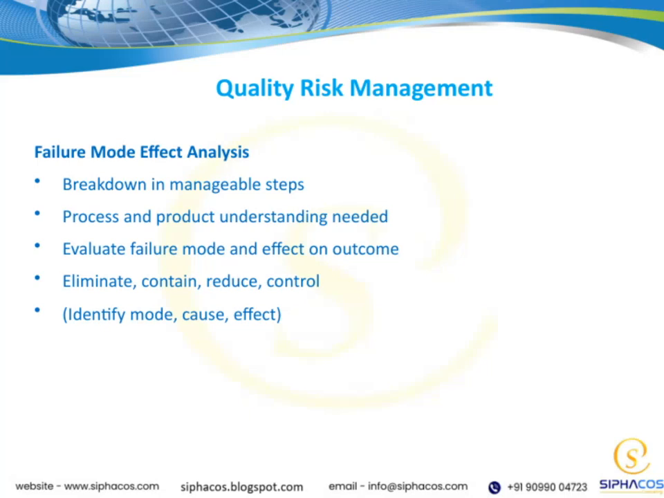Let's talk about failure mode effect analysis, or FMEA. The idea here is to break down complex processes into manageable steps. This helps us understand both the process and the product more clearly. Once we have that understanding, we evaluate how different failure modes could impact the overall outcome. The goal is to identify potential failures and then determine how to eliminate them, contain their effects, reduce their likelihood, or control them effectively. Remember, it's all about pinpointing the mode, cause, and effect of each failure.